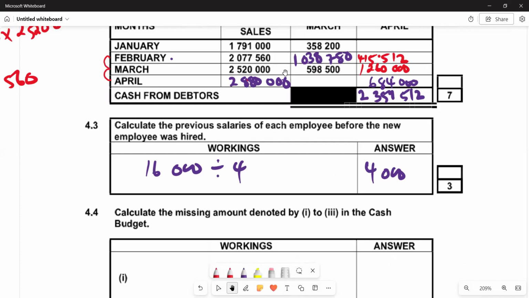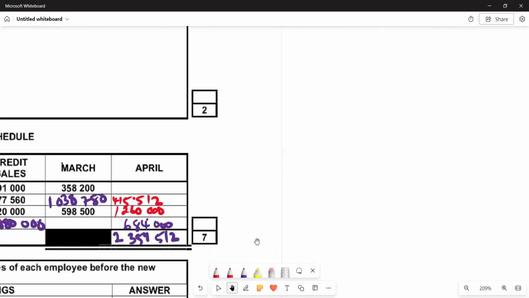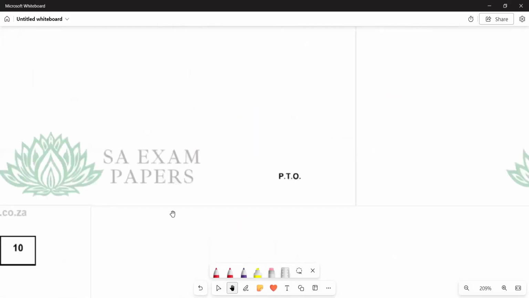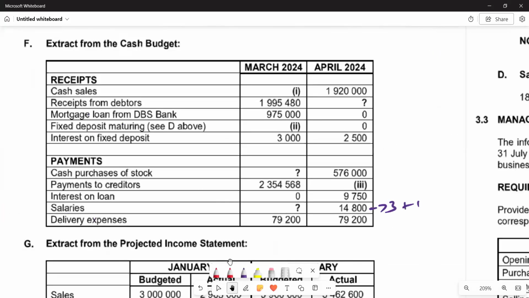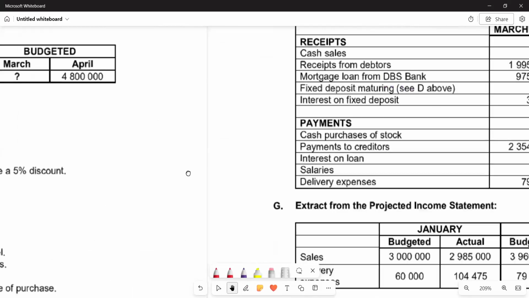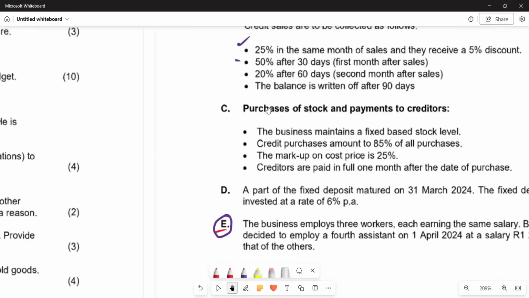Then the next part of the question, which is 4.4, reads: calculate the missing amounts denoted by 1 to 3 in the cash budget. So we go to see those amounts 1, 2, 3. We go to our one there, which is saying cash sales for March. For cash sales for March, we go to the information that we are given. We are told that cash sales is 40%, and total sales for March is this one, which is the question mark, which we calculated in the answer section. So we are just going to say 40% of that amount that we calculated in the other section.